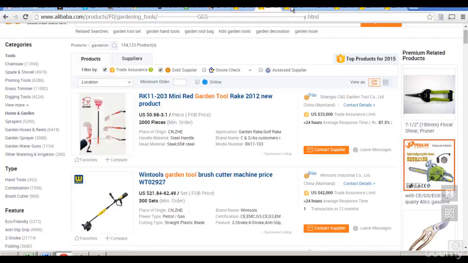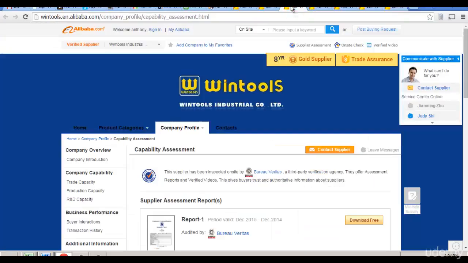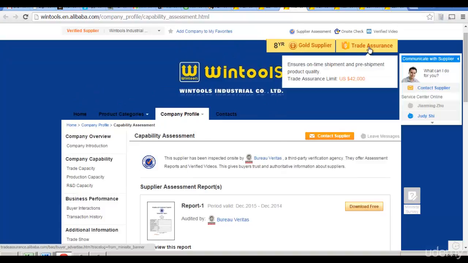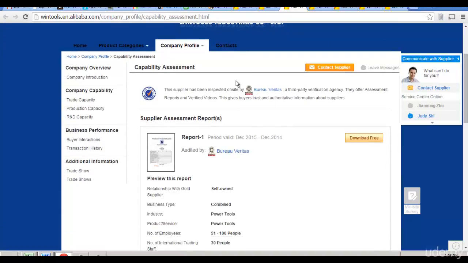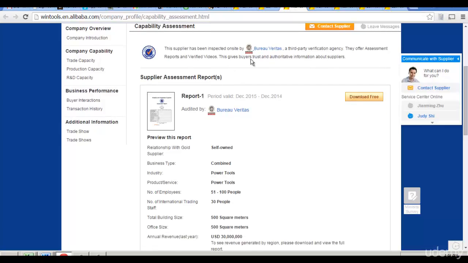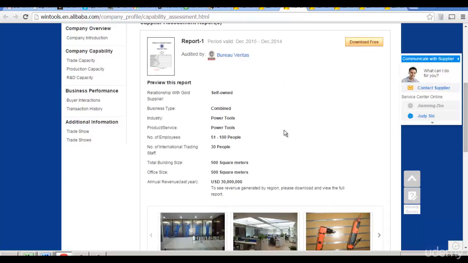So we're going to take a look at those briefly and just show you some of the things that are actually done. So here it is here, and you can see gold supplier, trade assurance, okay? So here's the third-party assessment that was done on this company and some of the things. The supplier has been inspected on-site by Bureau Veritas, a third-party verification agency. They offer assessment reports and verified videos. This gives buyers trust and authoritative information about suppliers, okay? So they're basically telling you and giving you more information about that company.